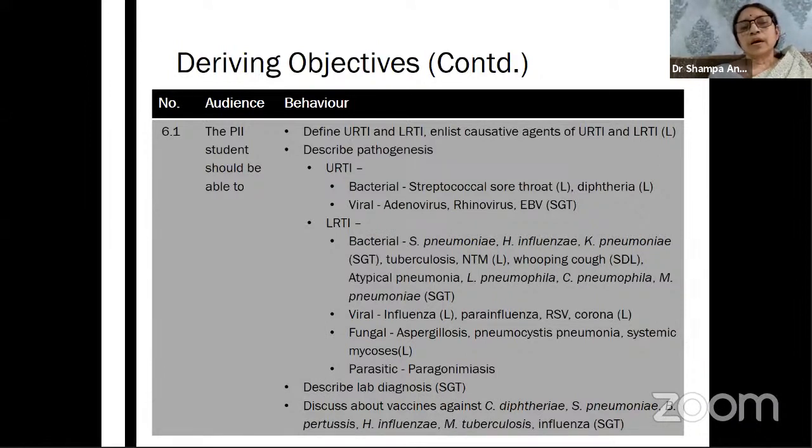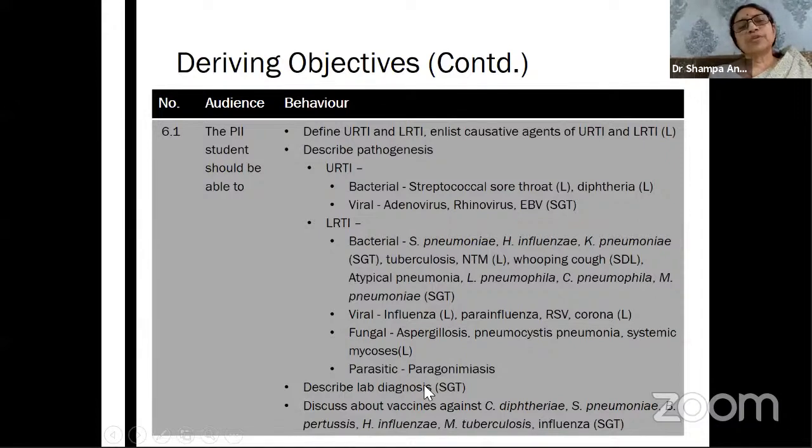Then other causes are atypical pneumonia, like Legionella pneumophila, Chlamydia pneumoniae, and Mycoplasma pneumoniae. So this can also be covered by small group teaching. Viral causes, we have influenza, para-influenza, respiratory syncytial virus, coronavirus. These are again covered by lectures. Fungal causes: aspergillosis, Pneumocystis pneumonia, systemic mycosis, and parasitic paragonimiasis. They can again be covered in a lecture.